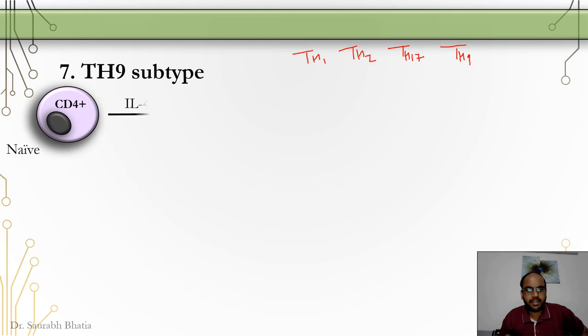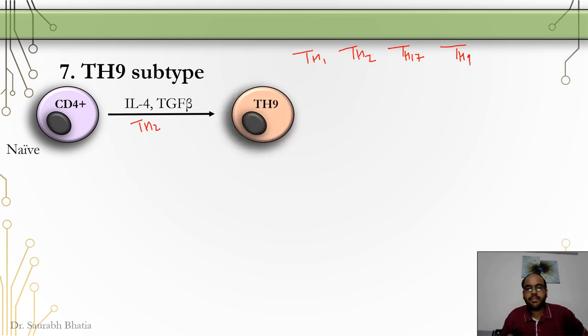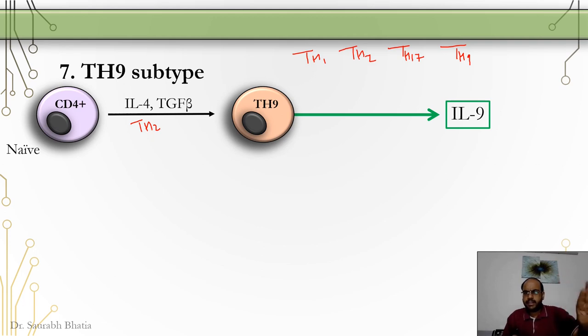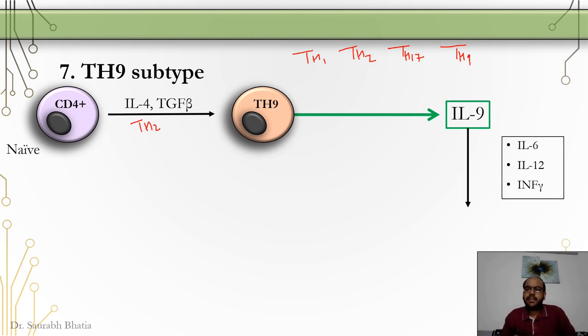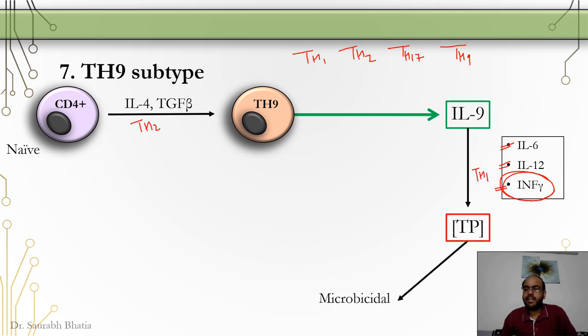So you have naive CD4 cells under the action of interleukin 4 and TGF beta, which is the TH2 type. It leads to formation of TH9 cells. TH9 cells will lead to formation of interleukin 9. We are clear on that? CD4 naive, TH9, interleukin 9. Let's move forward. Now this interleukin 9 under the action of interleukin 6, 12 and interferon gamma. Remember, interferon gamma, which is the TH1 cytokine. This will lead to tuberculoid pole. I told you, whenever you hear interferon gamma, TNF alpha, think of tuberculoid pole. Wherever you learn about IL-4 and TGF beta, think of lepromatous pole. So this is how the TH9 subset acts in tuberculoid leprosy.